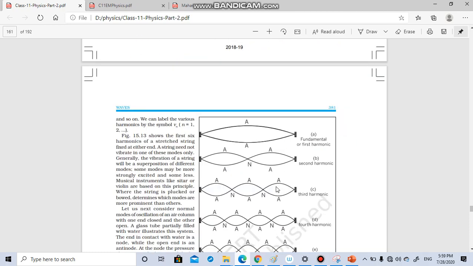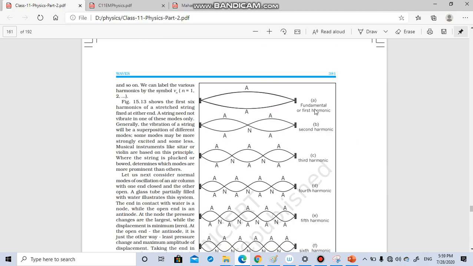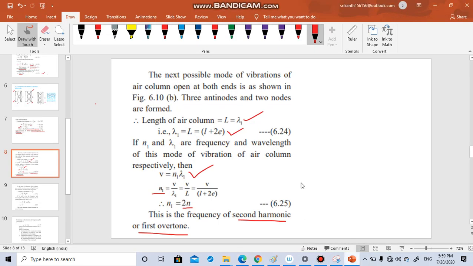The diagram will be like this. This is the fundamental, first harmonic, second harmonic, third harmonic, like this. In third harmonic, how many nodes are created? You see, 1, 2, 3, 4. Total 4 nodes are created. This is a specific case. So it is 2 times n here.